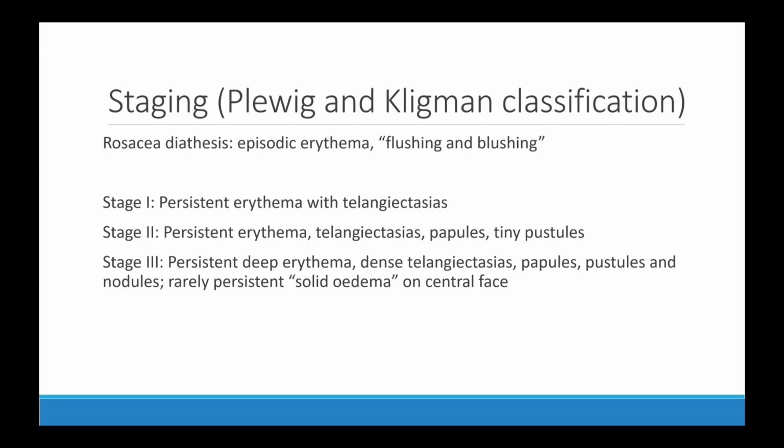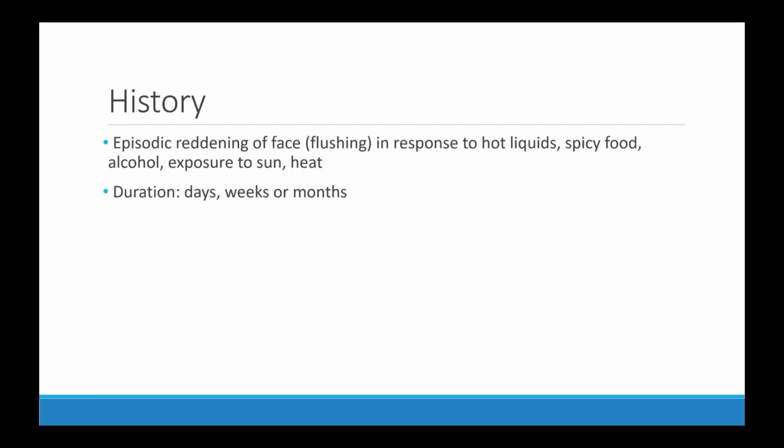This is the staging of rosacea. All right, for pre-rosacea, these are patients with episodic erythema, namely flushing and blushing. Now in stage 1, you have persistent erythema with telangiectasias. Stage 2, persistent erythema, telangiectasias, papules, and tiny pustules. In stage 3, there is persistent deep erythema, dense telangiectasias, papules, pustules, and nodules. Rarely, patients have persistent solid edema on the central face.